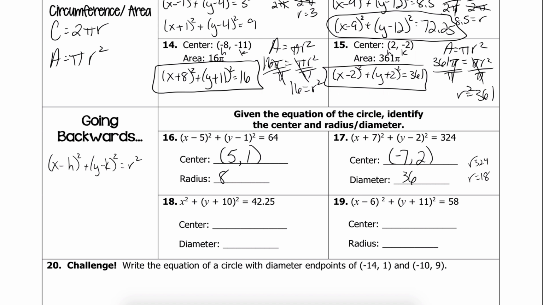Okay, what about here? What happened when I don't have anything added or subtracted here? That means that must be 0. And then for my y, I have negative 10. Now, I don't know what the square root of 42.25 is, so I have to grab my calculator. Okay, when I do that in my calculator, I get 6.5. But I'm going to multiply that by 2 to get my diameter of 13.